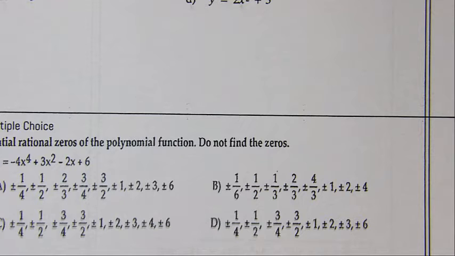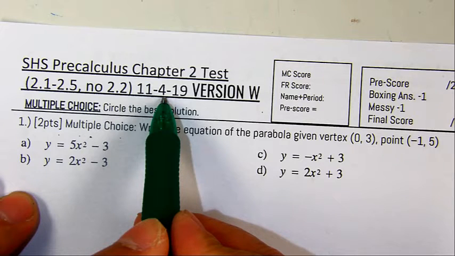Hey, this is Mr. Ng. I'm going to go over the Precalculus Chapter 2 test, taken November 4th, 2019. This is version W. Multiple choice, circle the best answer.